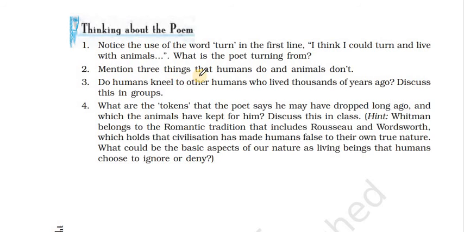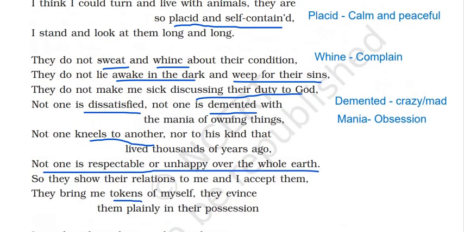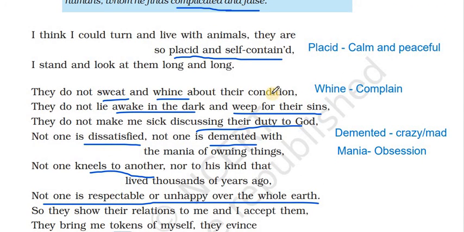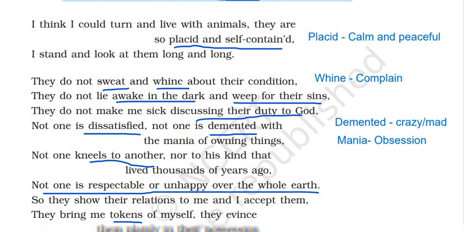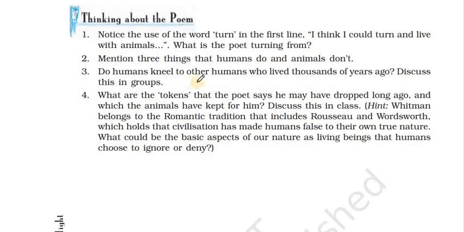Second one, mention three things that humans do, animals don't. It's mentioned in the poem. What are the things that humans do? Humans complain about their condition. Humans stay awake in the dark and keep crying for the mistakes that we do. We keep discussing the duty that we owe to God. So these are the things that humans do and animals don't do. We pray to our ancestors. Humans are never satisfied, right?